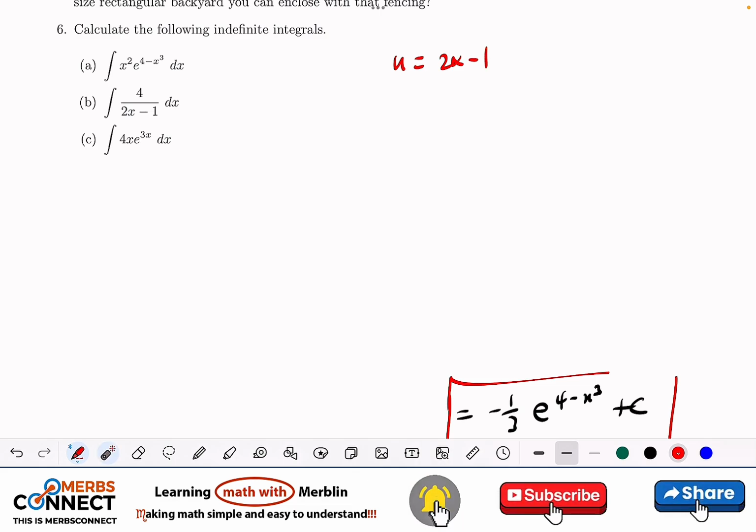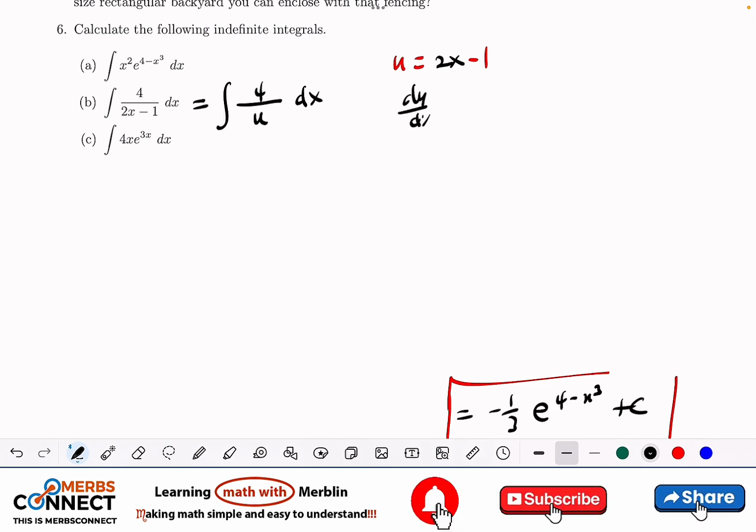Right? But if this one, for me, if I'm doing it, I can just see that this is going to give us 4 ln of 2x minus 1 divided by 2 plus c. Right? But let's go by u substitution. You have a lot of them. So let's go. Since u is equal to 2x minus 1, this is going to be 4 divided by u dx. So we just need to look for the dx. So let's do that.